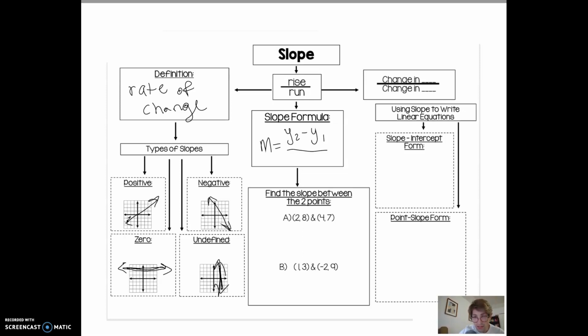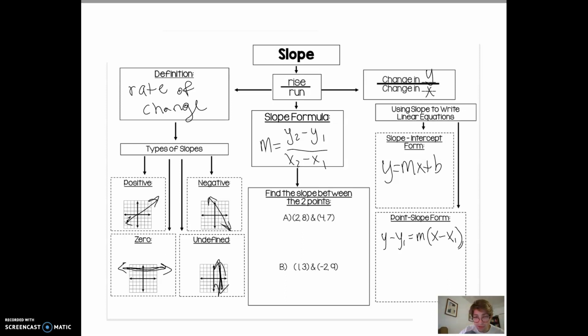The y is subtracted over the x is subtracted. I'm over here at the right, change in y is on top, change in x is on the bottom. We can write our two forms even though we just looked at them. y equals mx plus b is slope-intercept form. Point-slope form is y minus a y coordinate equals the slope times the quantity x minus an x coordinate.